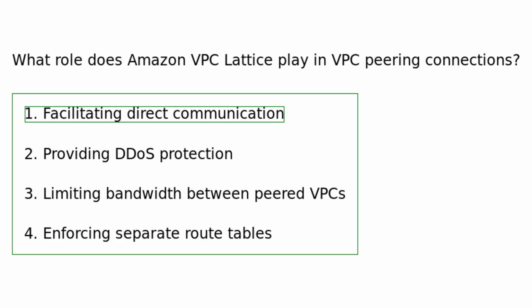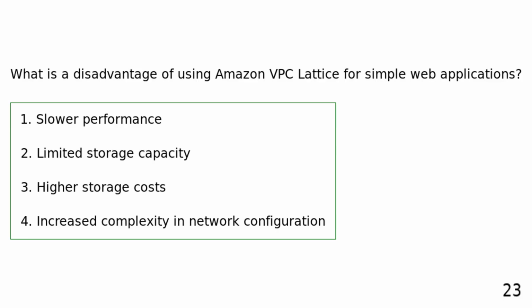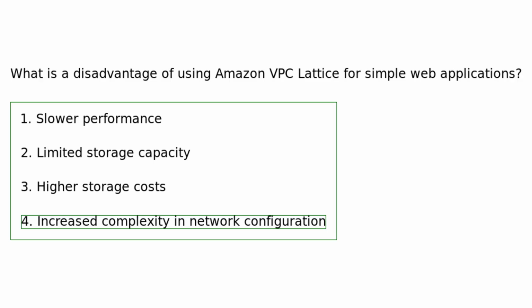What is a disadvantage of using Amazon VPC Lattice for simple web applications? Slower performance. Limited storage capacity. Higher storage costs. Increased complexity in network configuration. A disadvantage of using Amazon VPC Lattice for simple web applications is the increased complexity in network configuration, which may not be necessary for basic web workloads.